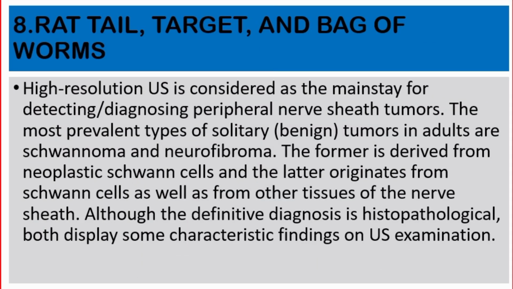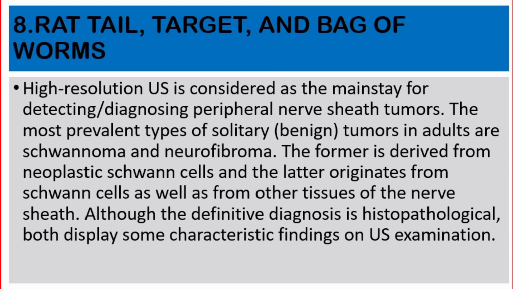Number 8, rat tail, target, and bag of worms. High-resolution ultrasound is considered the mainstay for detecting and/or diagnosing peripheral nerve sheath tumors. The most prevalent types of solitary benign tumors in adults are schwannoma and neurofibroma. The former is derived from neoplastic Schwann cells, and the latter originates from Schwann cells as well as from other tissues of the nerve sheath.